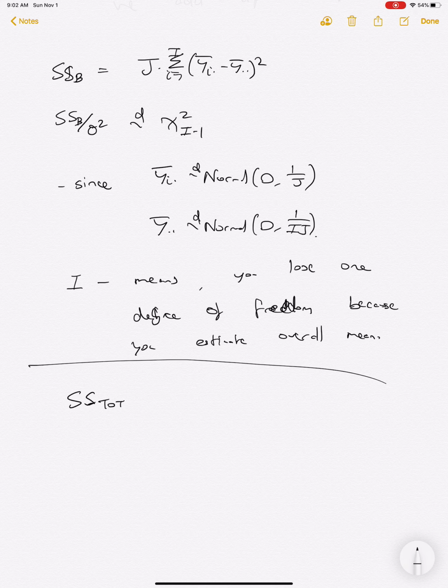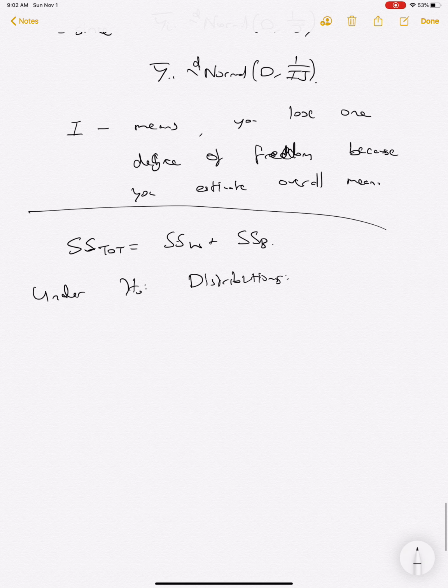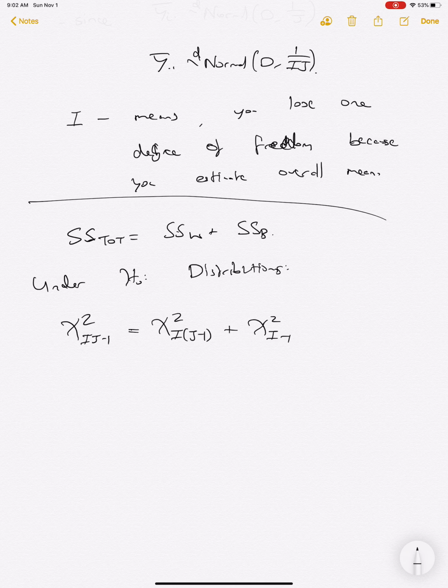Okay, so what we essentially have is that SS total equals SSW plus SS between. And then under H naught, the distributions are chi squared IJ minus 1 equals chi squared I times J minus 1 plus chi squared I minus 1. I just wanted to talk a little bit about these degrees of freedom and how to interpret them, because I think the intuition behind it is actually very, very nice and very, very clear.